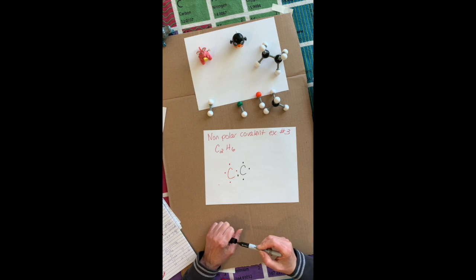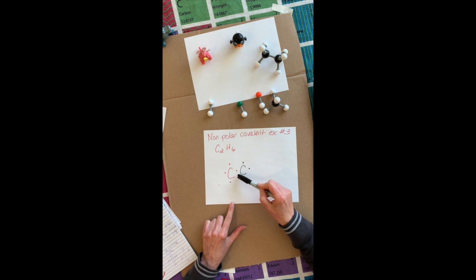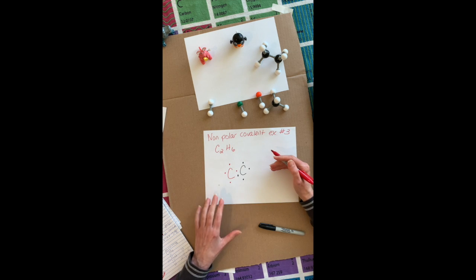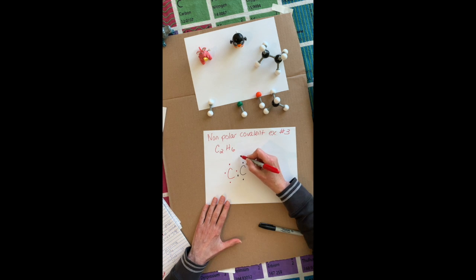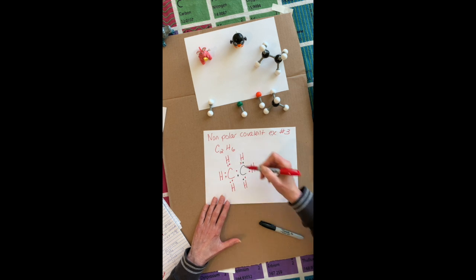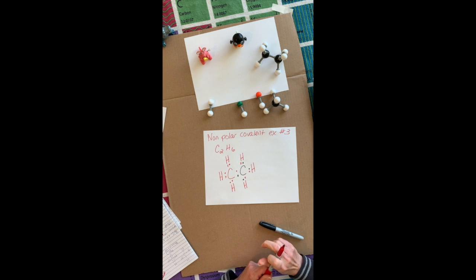Okay, so you notice what I've done here is I've created a covalent bond between the 2 carbons. All right, we have to add our hydrogens. Now I have 6 hydrogens, and we know that each hydrogen has 1 valence electron. There's 1, 2, 3, 4, 5, and 6. So this is actually called ethane.